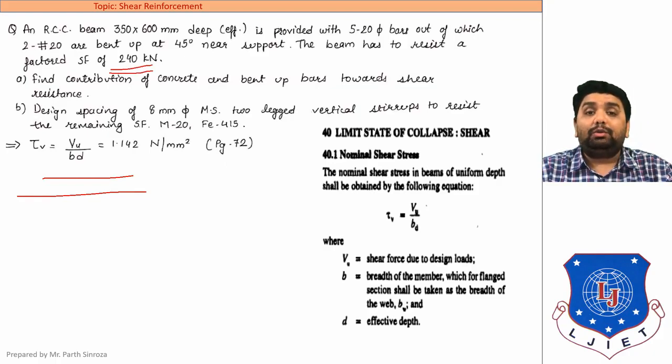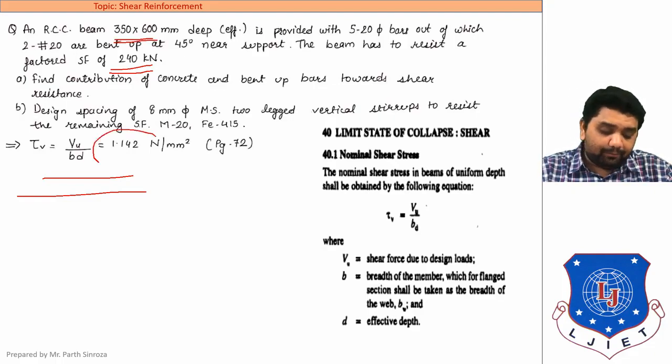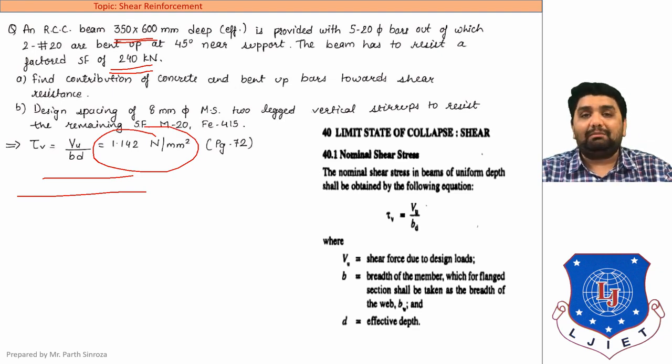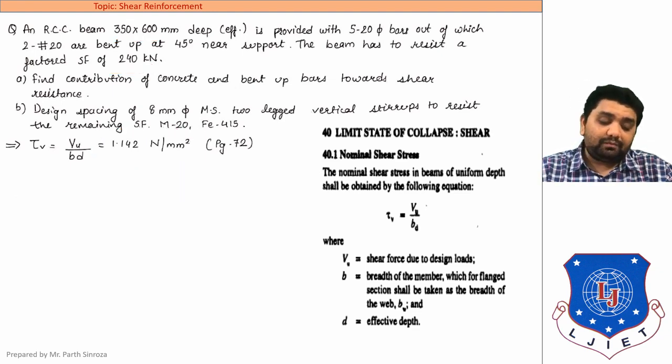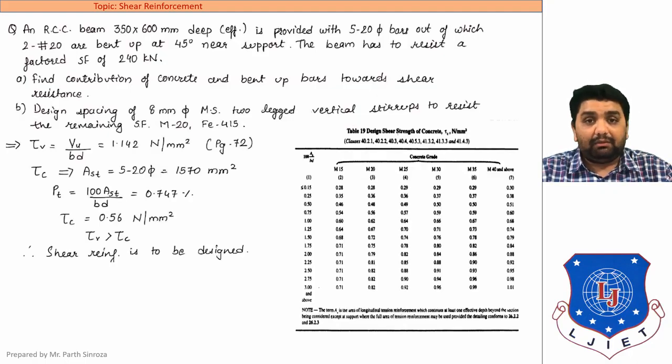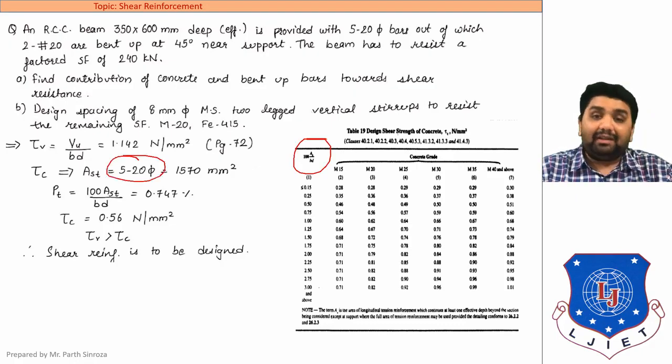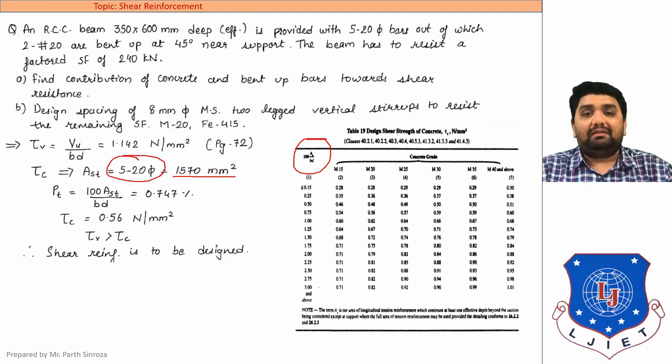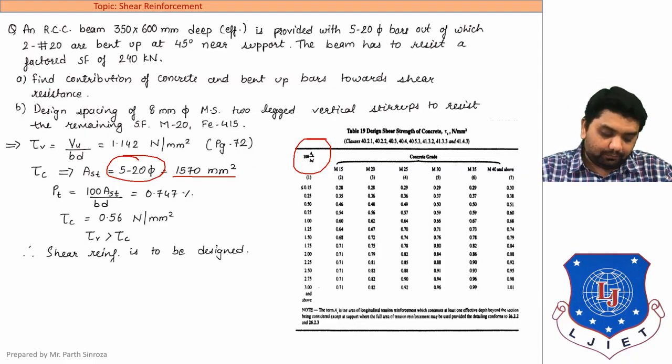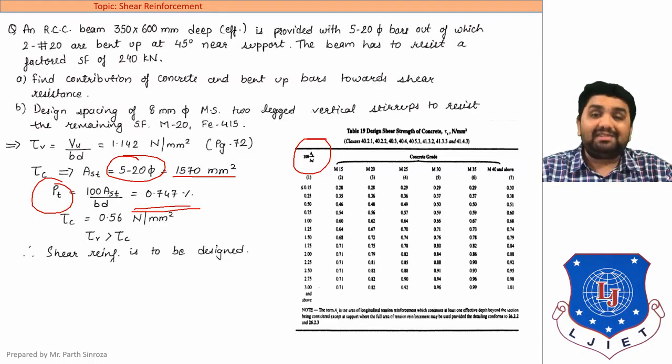So Vu will be 240 into 10 raised to 3 divided by bd, that means this cross section area that is given in the question. The answer comes out to be 1.142 Newton per mm square. Next, we will be calculating the value of tau c, again from the same table. For that we need to find PT, and for PT we will be requiring AST. So AST will be 5 numbers of 20 mm that is given in the question, which comes out to be 1570 mm square, and PT comes out to be 0.747.